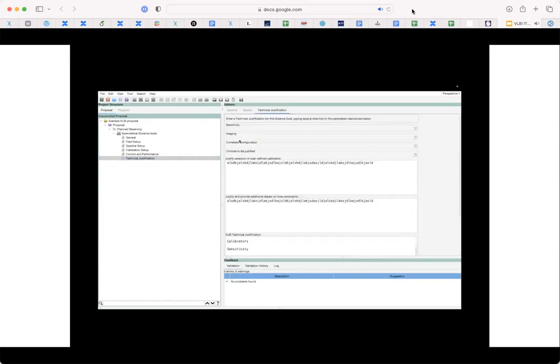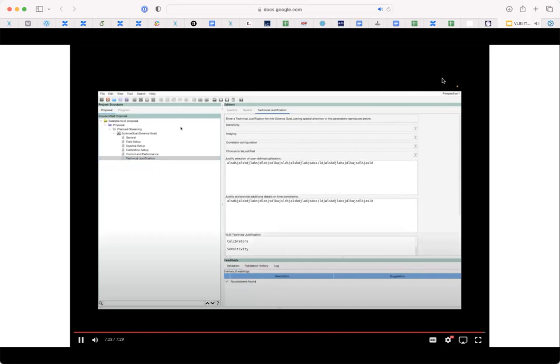So these are the different options for your VLBI project. And once you're done with all of this, you can go ahead and submit your project. And you're done. Good luck with your proposals.